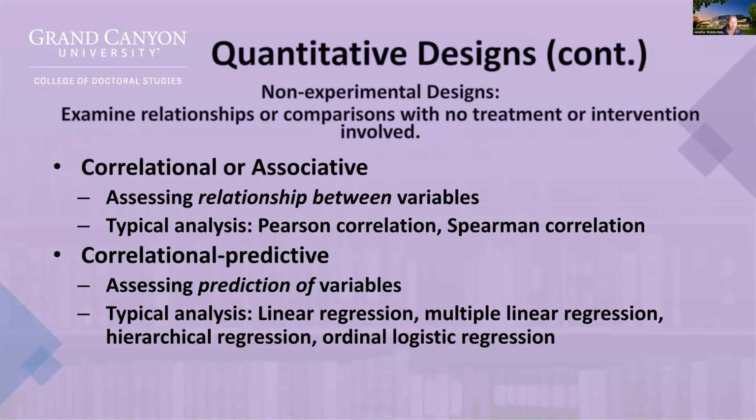Typical analyses with these, we have Pearson correlation or the non-parametric Spearman correlation. We also, though, might be looking at predicting a variable. So to what extent do X and Y predict Z? If that's the type of thing that we're looking at, then we would be in the correlational predictive design. And typical analyses there would be linear regression or multiple linear regression. Most of the time we see multiple linear regression out of the ones that I have listed on the slide.